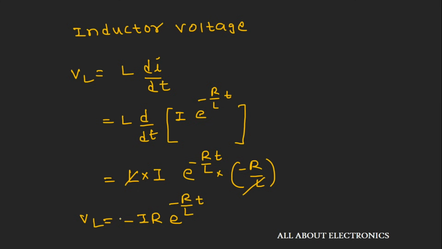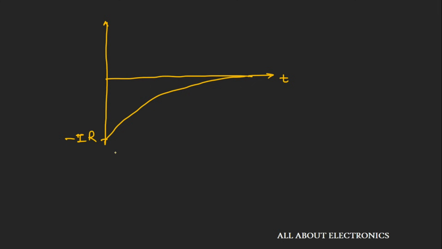For this inductor voltage at time t equals 0, the value of inductor voltage will be minus IR, and as time progresses, this inductor voltage decreases exponentially, and at time t equals infinity, the inductor voltage goes to 0.